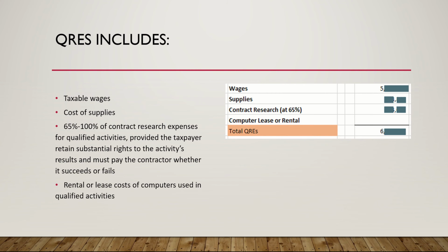Qualified research expenses include taxable wages, cost of supplies used in qualified activities, 65 to 100% of contract research expenses for qualified activities, provided the taxpayer retains substantial rights to the activities' results and must pay the contractor whether it succeeds or fails. 100% qualify if research is done in-house. 65% qualify if research is conducted by an outside party under contract.